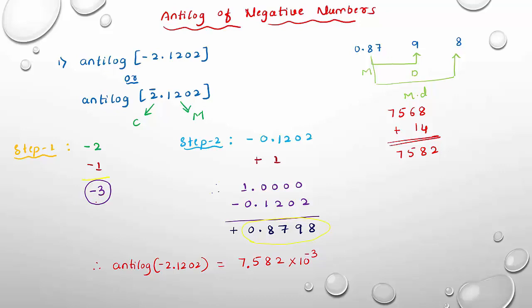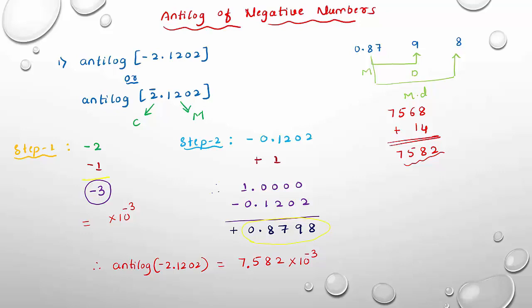Here in the characteristic we got -3. So this -3 in the answer we have to write as multiplied by 10 raised to -3. And in step 2 we have to find its value. So we got 0.8798 in terms of positive value. Now easily we can find its value with the help of the log table, and we got the number 7582. Here in the answer, the decimal point should be after one digit: 7.582, and the characteristic we write as multiplied by the power of 10, that is 10 raised to -3. So I hope this procedure is understood.